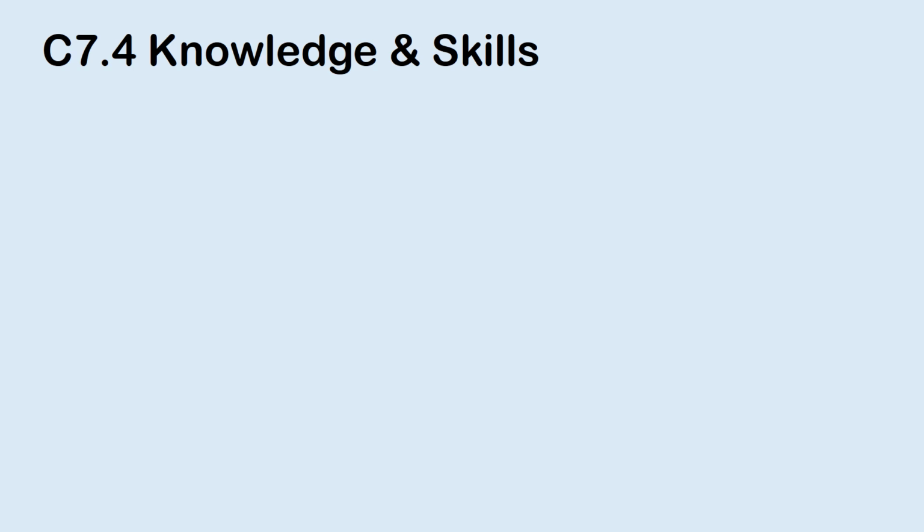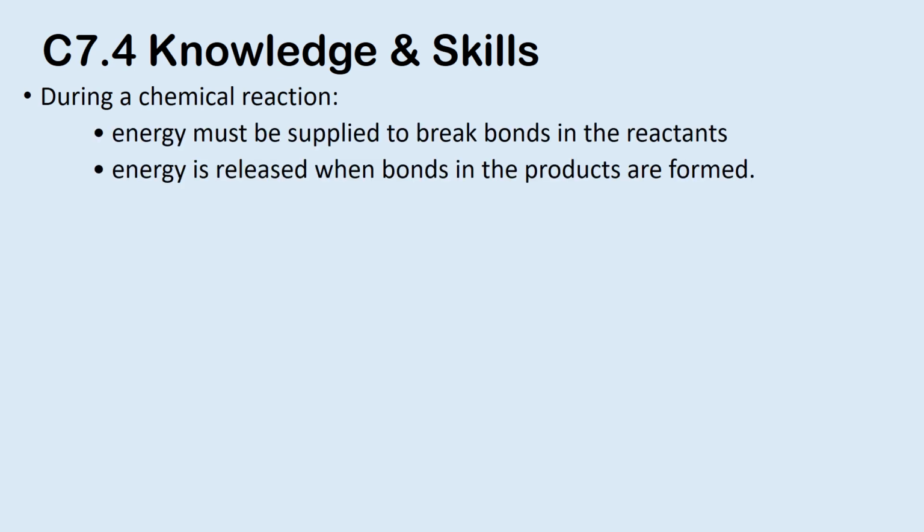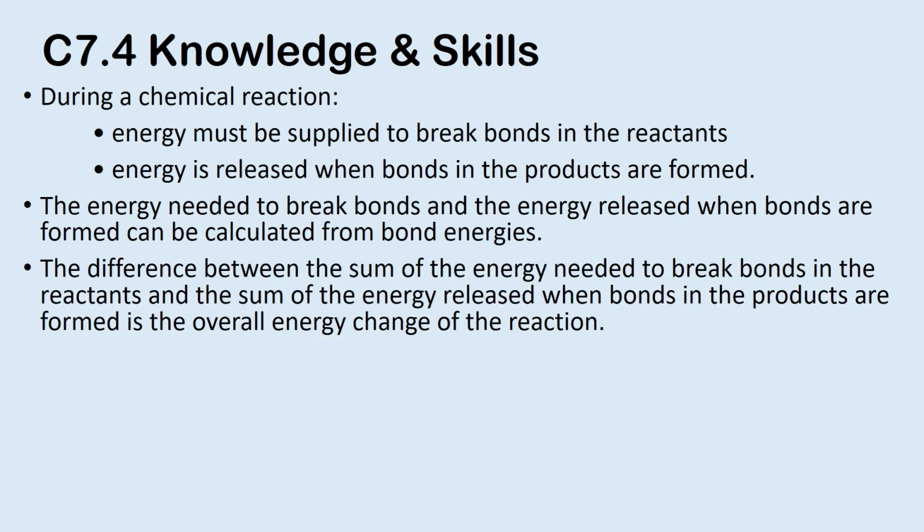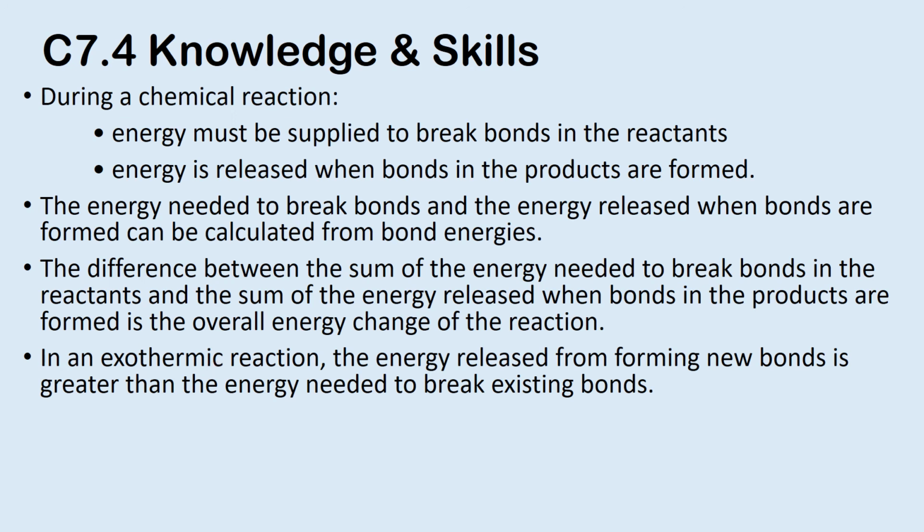Okay, so before you have a go at the exam questions yourselves, let's have a quick run through everything. I think you probably knew this already, but just a reminder that energy is supplied to break bonds, energy is released when new bonds are formed. You've got to use bond energies to calculate those things. To work out the energy change, you look at the difference in the sum of the energy, so the total energy needed to break the bonds and the total energy released when bonds are formed. And remember, in an exothermic reaction, the energy released forming new bonds is greater than the energy needed to break existing bonds.